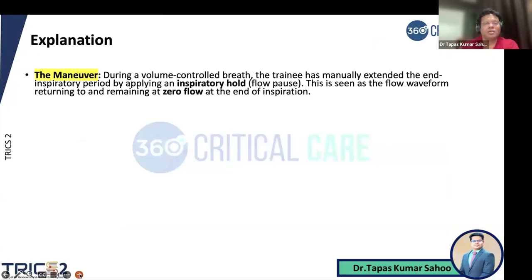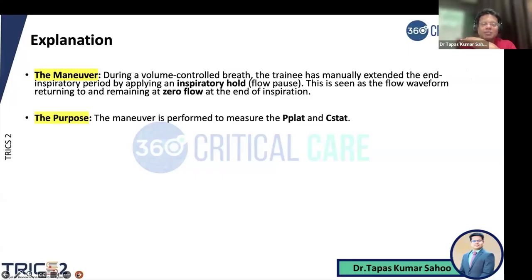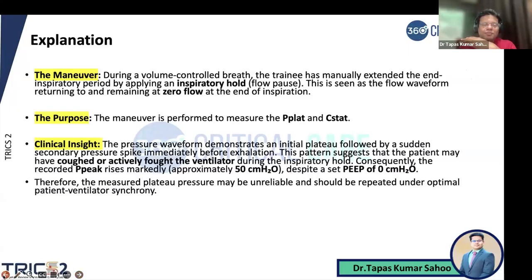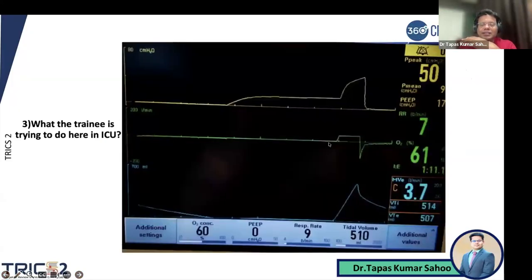This is the maneuver during a volume control breath. The trainee has manually extended the end inspiratory period by applying the inspiratory hold here, because the flow has been paused here. And this is seen as the flow waveform returning to and remaining at zero flow at end inspiration. You can see here. I would show you. Yes, now you can see the flow has reached the zero level, and there has been a pause.